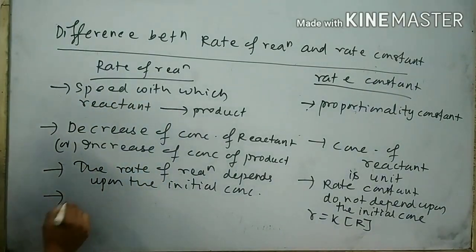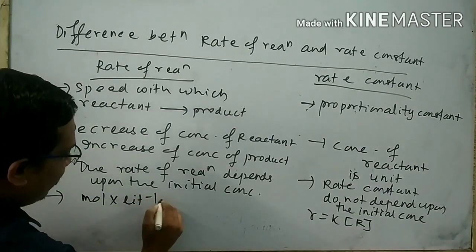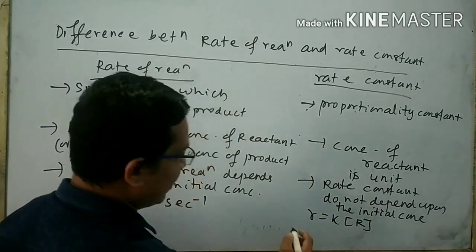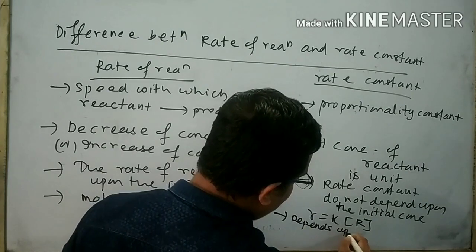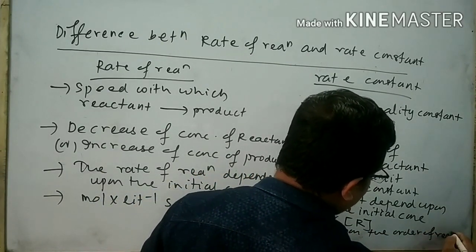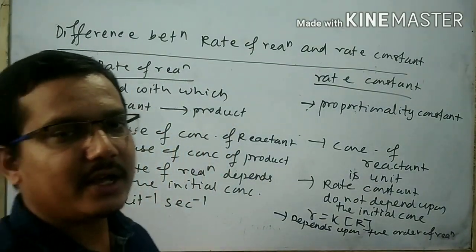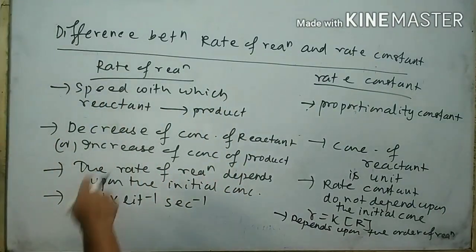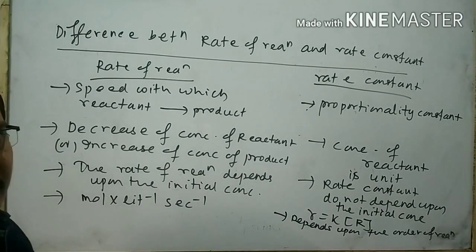The unit of rate of reaction is always mole per liter per second, but the unit of rate constant depends upon the order of reaction. The unit of K in a zero order reaction is different from the unit of K in a first order reaction. This is all about the difference between rate of reaction and rate constant.